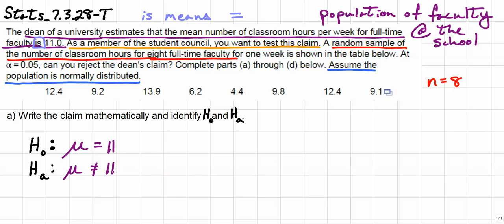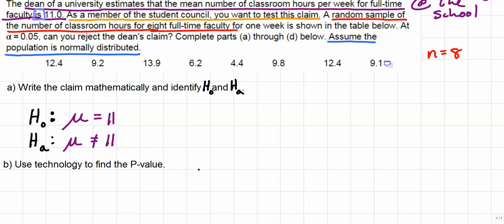Remember, like I said, the null hypothesis is always a statement of equality. Therefore, the alternative hypothesis will be a statement of inequality. It will either be not equal to, or it will be less than, or it will be greater than. There will be no equality in here. So now that we know that, we're going to do the second part of this, which is to find the p-value. As I stated, use technology to find the p-value.